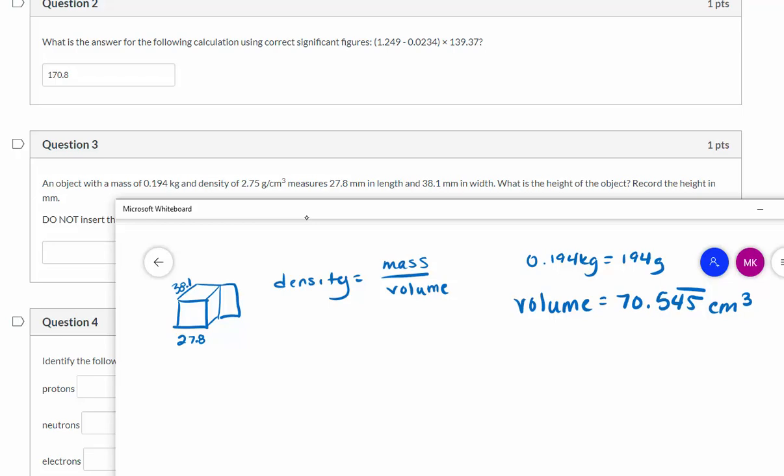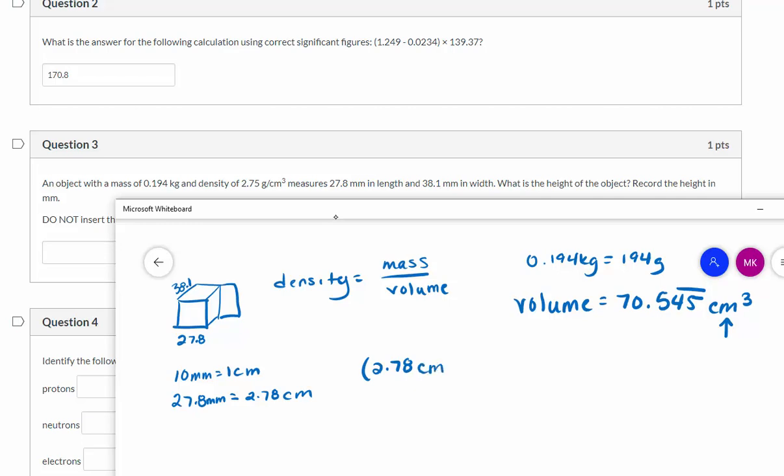Well, if we have the volume, it's length times width times height. But because we're working in centimeters cubed for our volume, we need to convert each of these lengths to centimeters as well. There are 10 millimeters in 1 centimeter. So 27.8 millimeters is 2.78 centimeters. So that is the value that I need to use here.